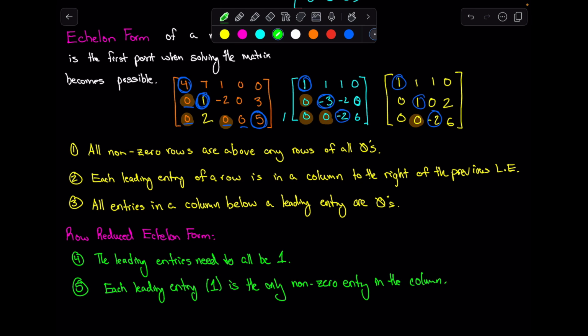So how would I have to modify some of the ones above? Let's take a look, say, at this matrix right here. The definition is that I need all of our leading entries, so this one and this one, to be 1s. So that means we're going to have to change this one to be a 1. That would have to be a 1. And then every other entry in the column is also going to have to be a 0, so I'm going to have to replace those with zeros.